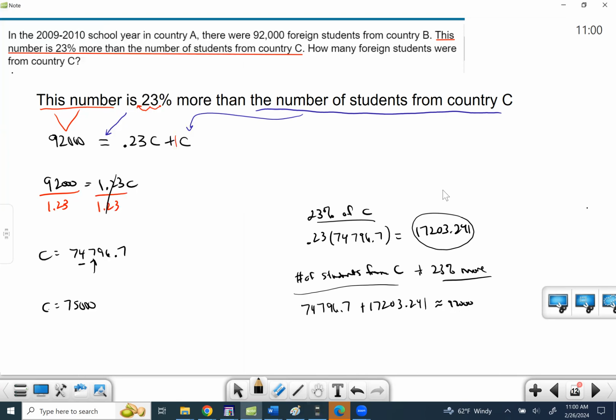So it works. When we say that 92,000 is 23% more than what's in country C, we find 23% of C, add it back to C, and we get your 92,000. So this is just us checking it, making sure that it works. So key thing: round to the thousands, not thousandths.